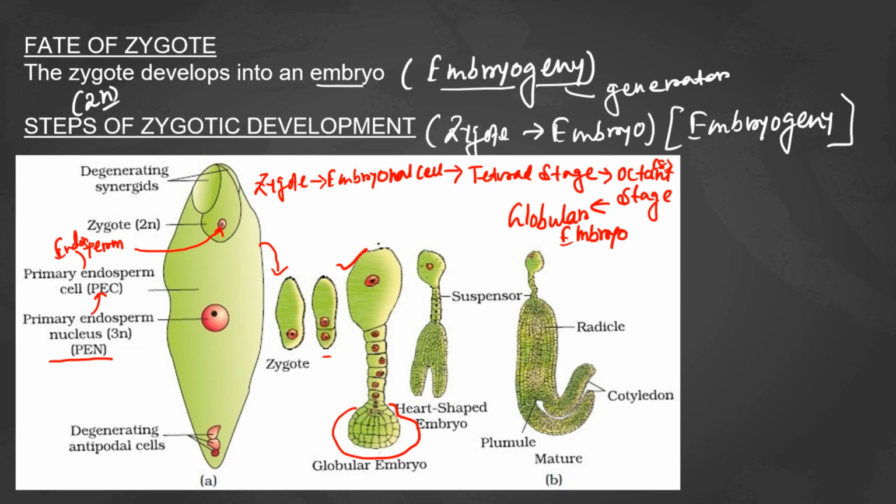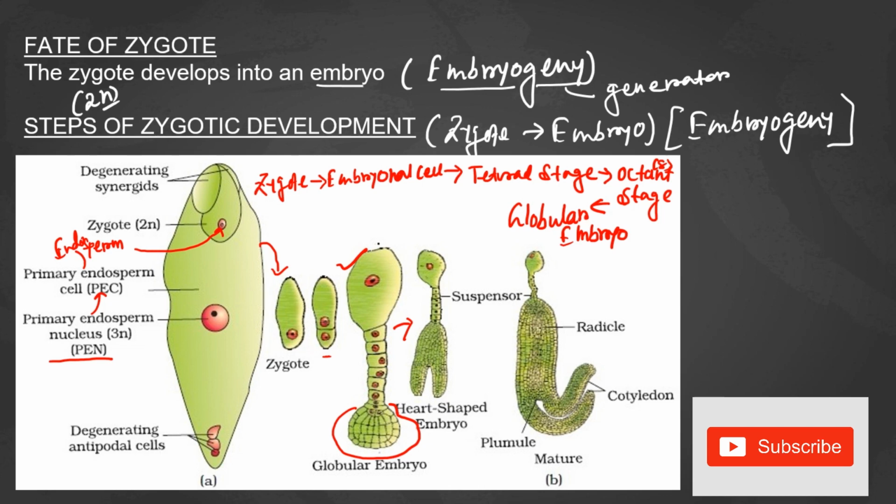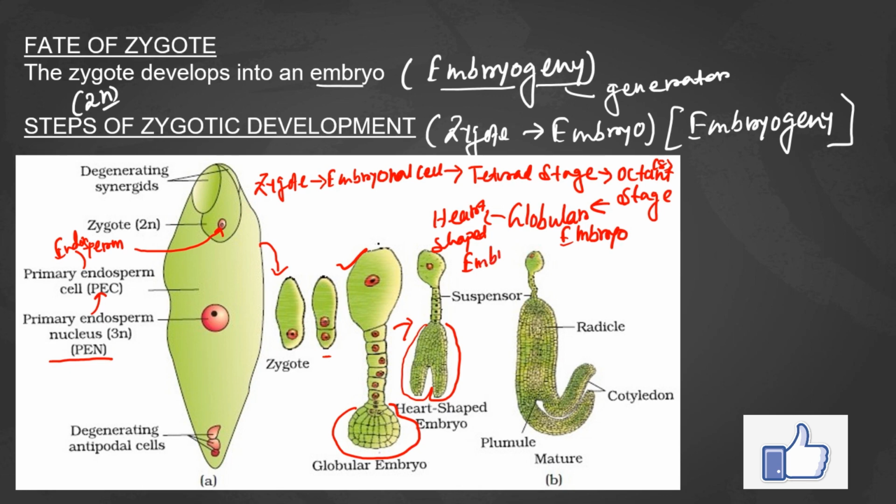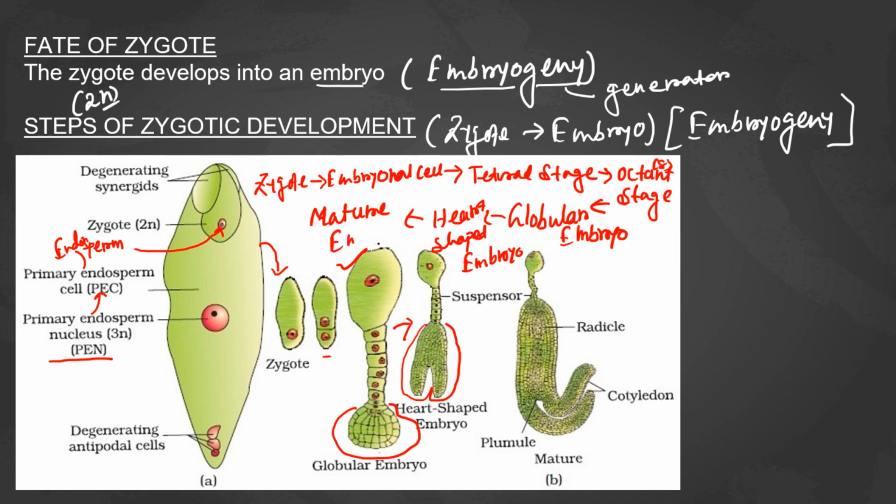From the globular embryo it will be converted into the next stage, that is the heart-shaped embryo. Why? Because if you look at this portion, it looks like a heart. So this is called the heart-shaped embryo. Later this heart-shaped embryo will be converted into a mature embryo. These are the detailed processes of embryonic development.